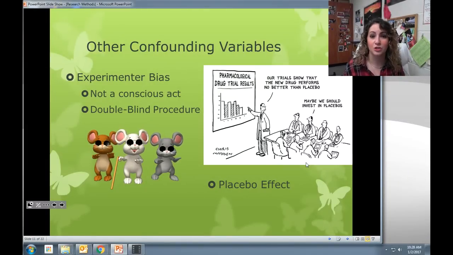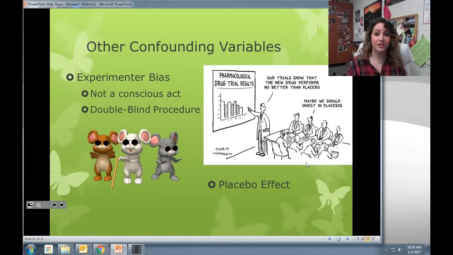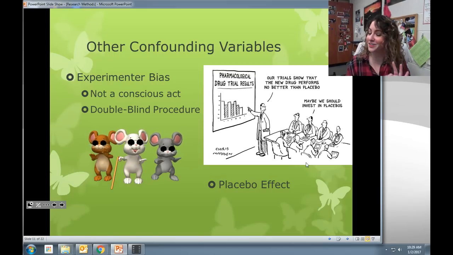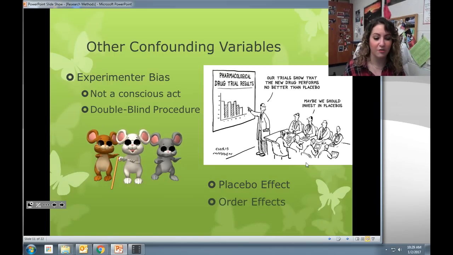If you give someone a sugar pill and tell them it's going to cure cancer, they might feel like they're getting better, even though they're not. And you know what? They might actually be getting better just because of a little bit of hope that they're getting better. That's the placebo effect. Another one is an order effect.